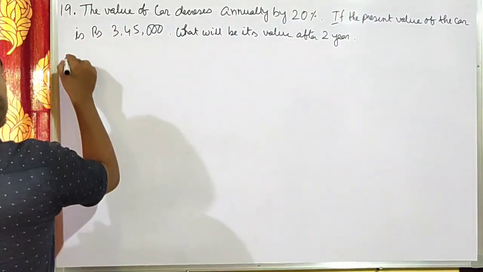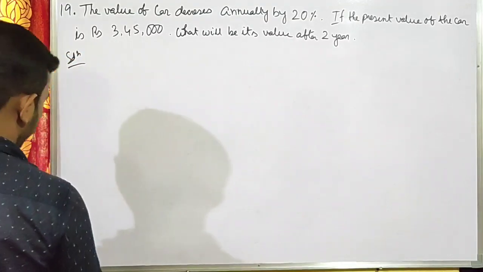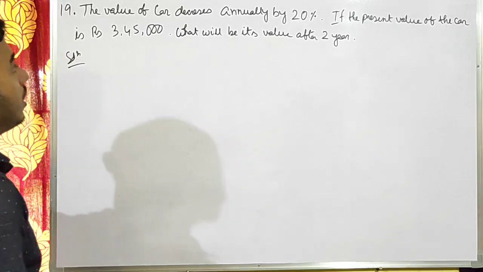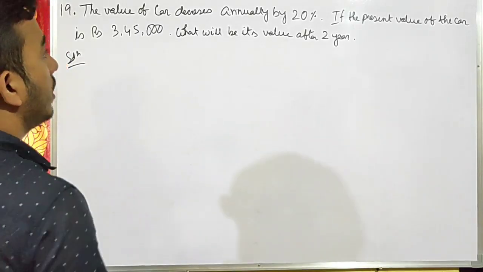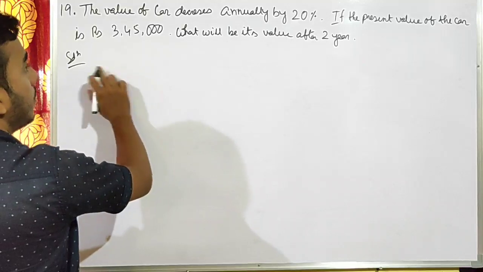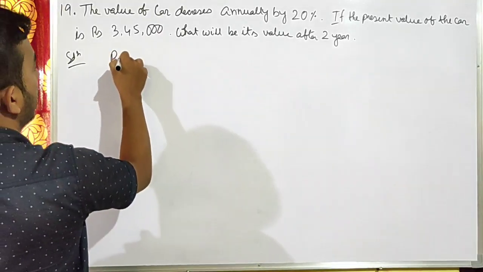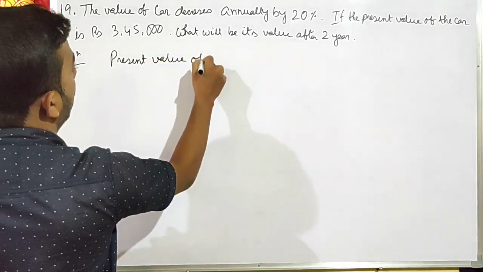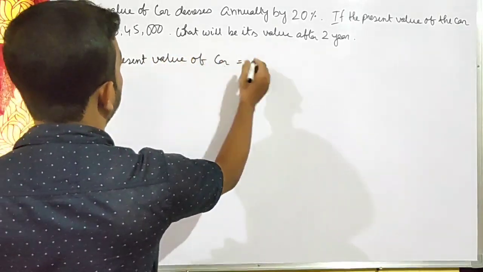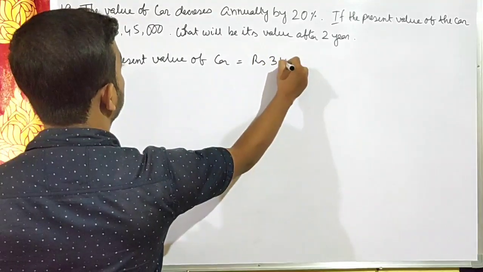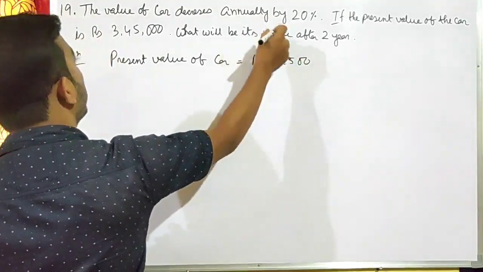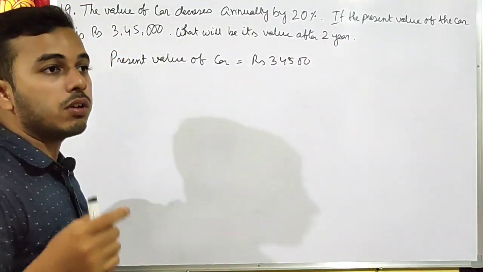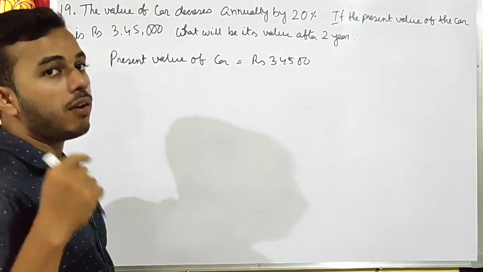Okay, so now the first thing we have to write is 20% of x. Here we have to write: if the present value of the car... what does the present value of the car mean? The question says the price of a car is ₹3,45,000. This car's value decreases by 20% annually. Now we have to find what the value of that car will be after 2 years.